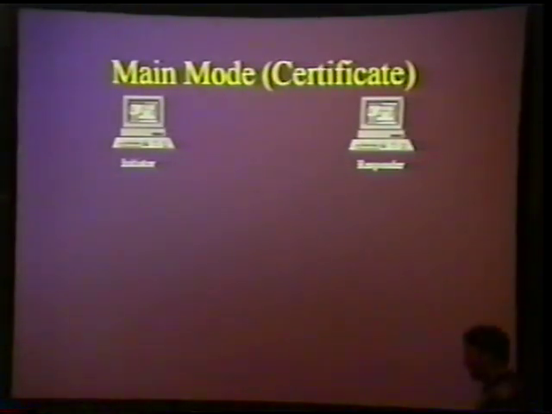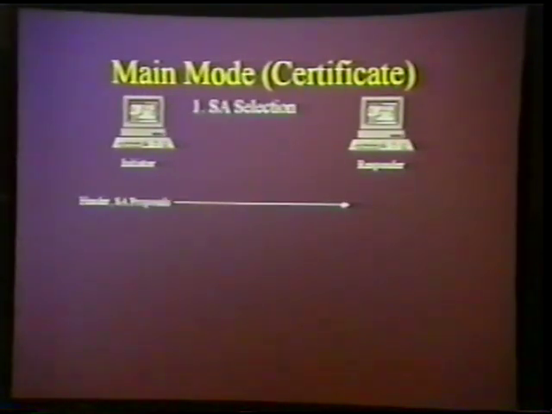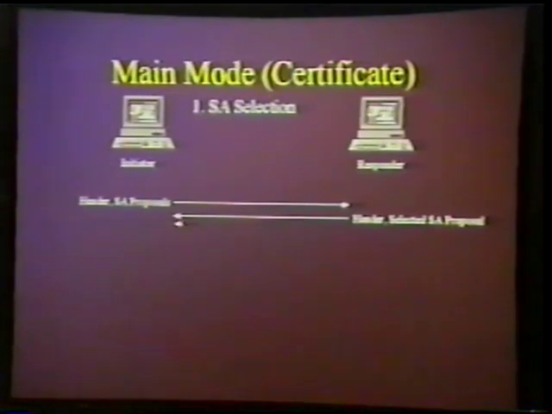Okay, and then it happens a little bit differently in main mode using certificates. The first part is going to be exactly the same. I want to make sure that it's clear that these SA proposals, the one that's actually chosen, will define the rest of the main mode negotiation. This SA proposal contains information like, I want to negotiate using Kerberos, or I want to negotiate using certificates or shared secrets. That's where that information is exchanged. Then the responder will select one of these SA proposals and send it back to the initiator.